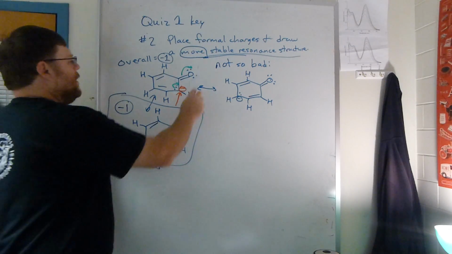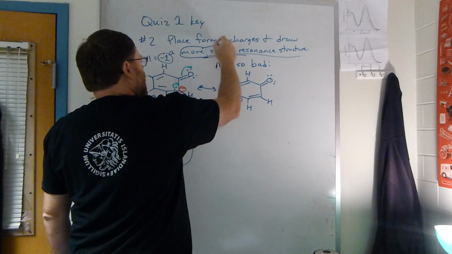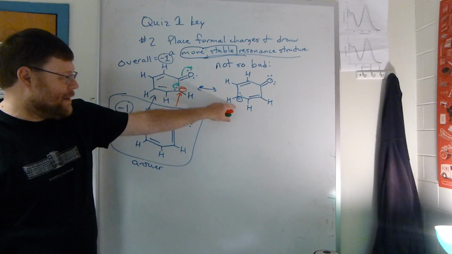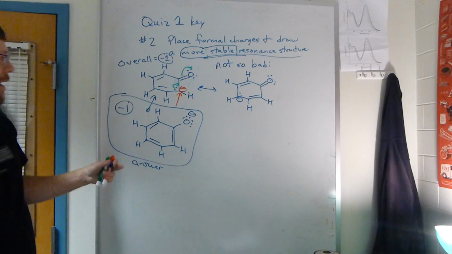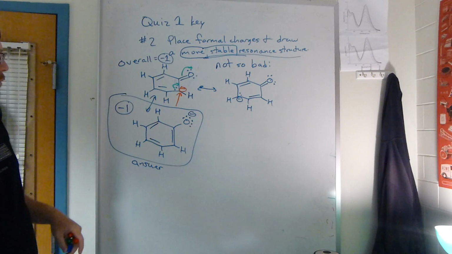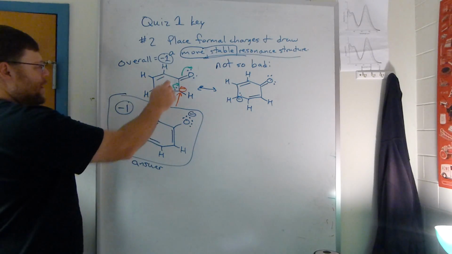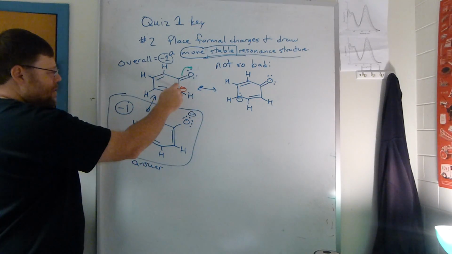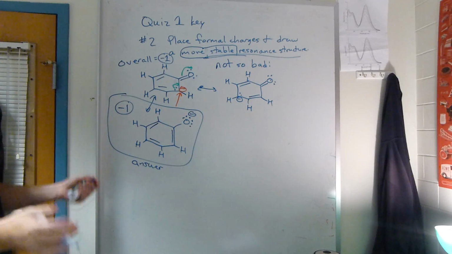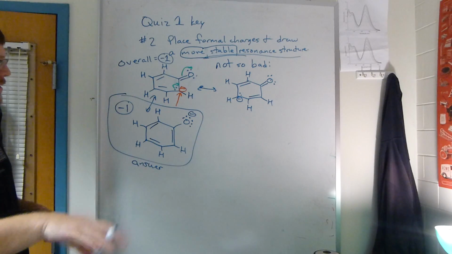that one. Sorry, I guess I should probably circle stable. I asked for a more stable resonance structure. So the structure here is a resonance structure, but it's not more stable than the original. The answer, the boxed in answer, is more stable because in all these structures we've got negative charge. Overall there's a -1 charge on the overall molecule. And that charge is delocalized, right?